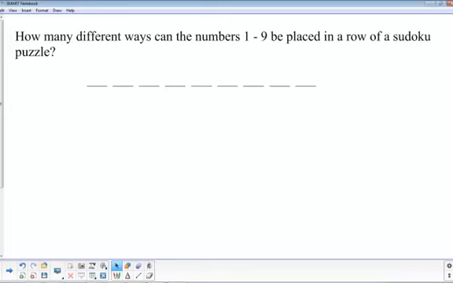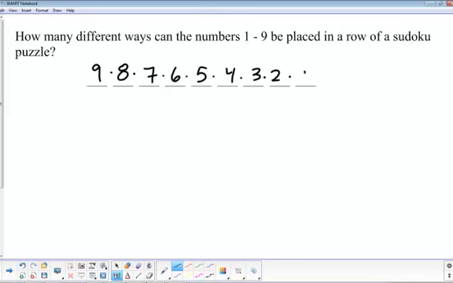So how many different ways can the numbers 1 through 9 be placed in a row of a Sudoku puzzle? Well, in the first spot, we have 9 options, because we have 1, 2, 3, 4, 5, 6, 7, 8, or 9. And then the second spot, one of the numbers is taken, so we have 8. The third spot, one of the numbers is taken, so we have 7, and so on. This is also called something special. It's called factorial. So there's an exclamation point in math, and that means 9 times everything below.